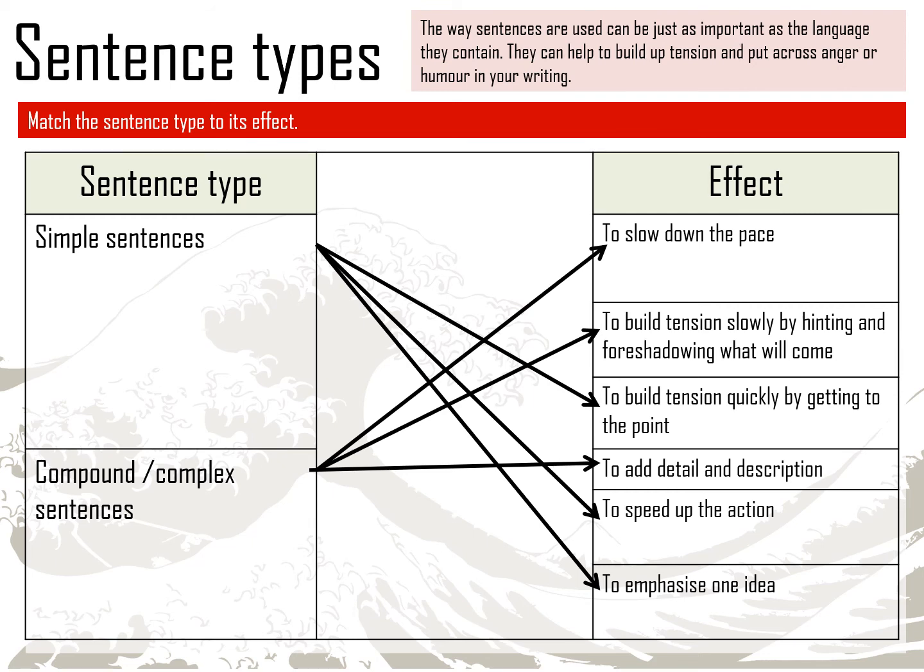And there you go. Simple sentences build tension quickly by getting to the point. They speed up the action. They emphasize one idea. Compound or complex sentences slow down the pace. They build tension slowly by hinting and foreshadowing what will come. They add detail and description. Tick the ones you got right, correct the ones you didn't, and then move on to the next slide.